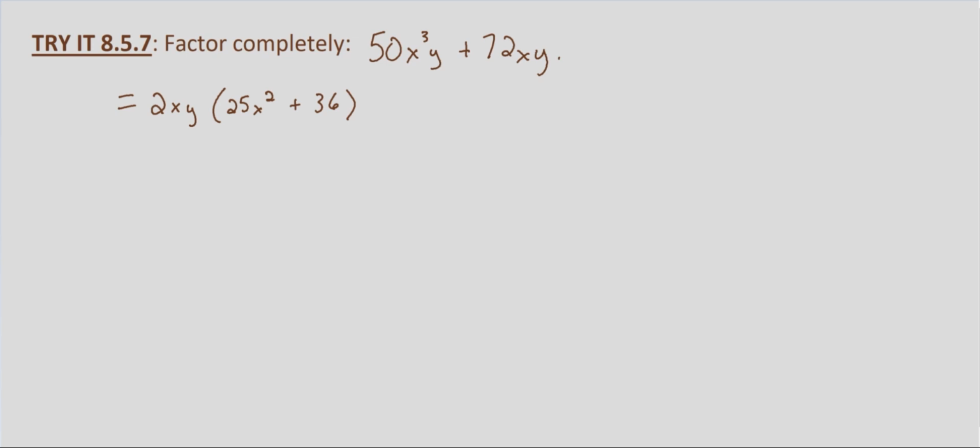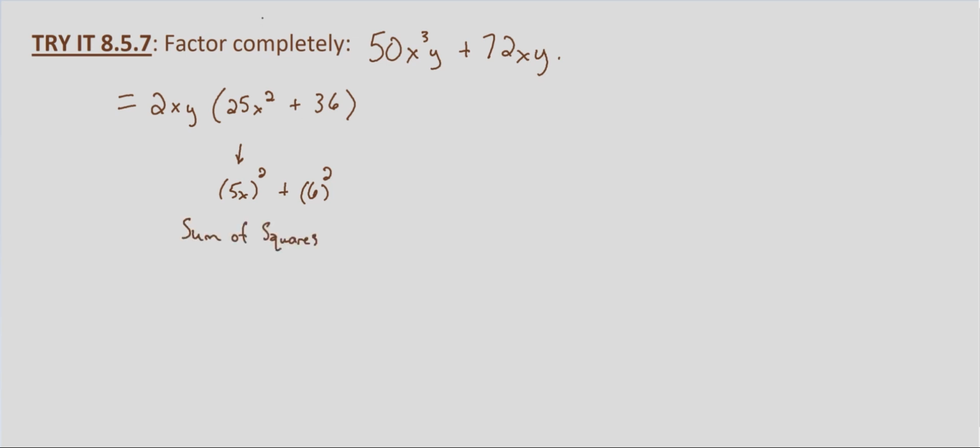So if we look at what's in parentheses, we do have a binomial, but it's a sum, and it's a sum of squares, because 25x squared, that's 5x quantity squared, plus 6 squared. So since it's squared, that's considered prime. It's a sum of squares.